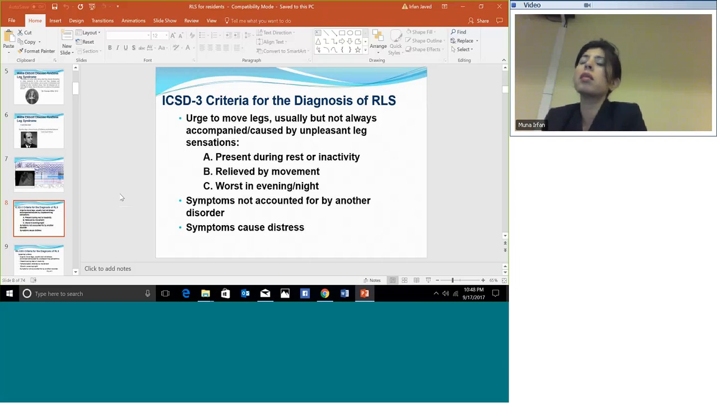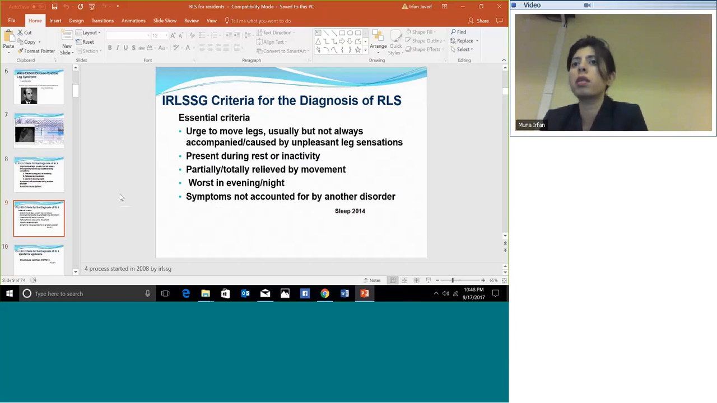And the last criterion is that the symptoms should cause distress or some sleep disturbance. Otherwise, if it's just some urge to move the legs without any consequence, we don't necessarily need to treat it. So the International Restless Legs Syndrome Study Group has also come up with diagnostic criteria, but it's just a rephrasing of these criteria we talked about.